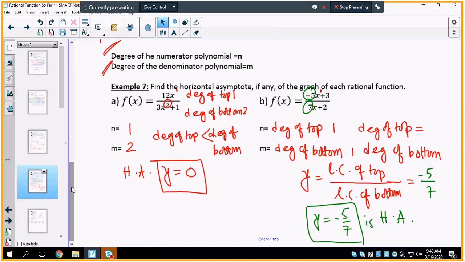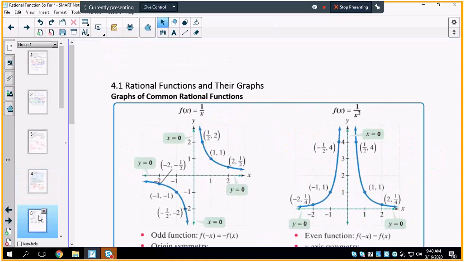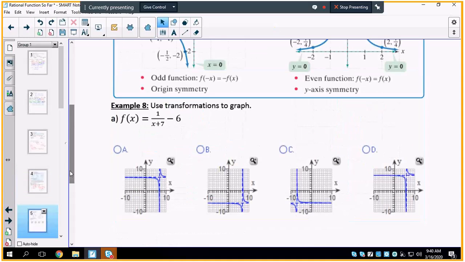Would that answer my question on this one? And let's see how we can combine all this information together now.